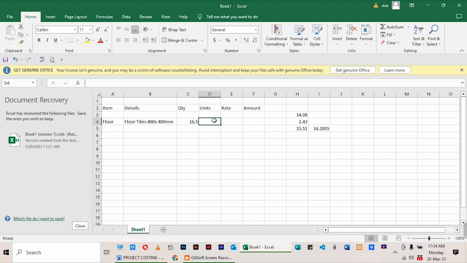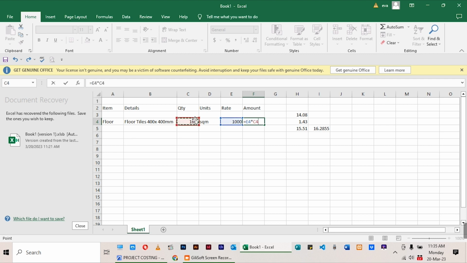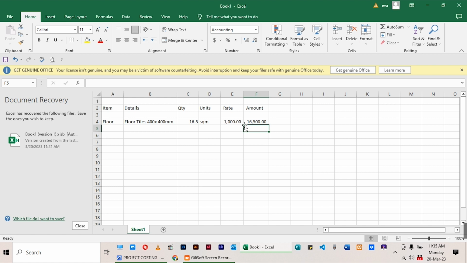Now units, remember we are talking of meter square. Either write M2 or something like that. The rate is dependent on the country that you live in. For us who live in Kenya, I know tiles that are 400 by 400 go for roughly about 1,000 shillings, good quality tiles, and therefore the amount is this multiplied by the quantity. You add the zeros for accounting purposes. Now that's the floor tiles.